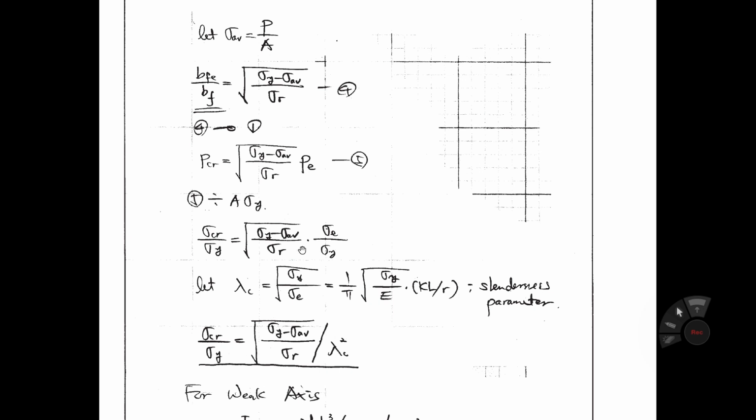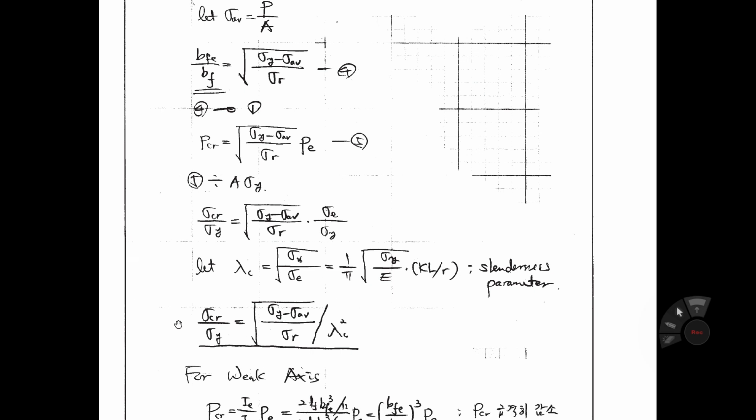We can rewrite the sigma CR, sigma y relationship using this lambda C. This lambda C, as you see, is in terms of square root of sigma y, sigma E. If you compare this term and this term, this is just a reverse relationship. So you can rewrite this equation like this, over lambda C square. That is the relationship regarding strong axis buckling strength.